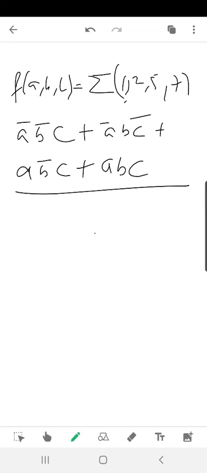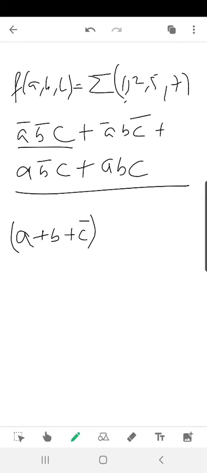Now convert these terms to our POS form. To convert to POS form, we know that in POS form 0 is represented by the uncomplemented form and 1 is represented by the complemented form. So to convert, for example, if I have A bar B bar C, A bar will become A in POS form, B bar will become B in POS form, and C will become C bar in POS form. So this will be our first term.